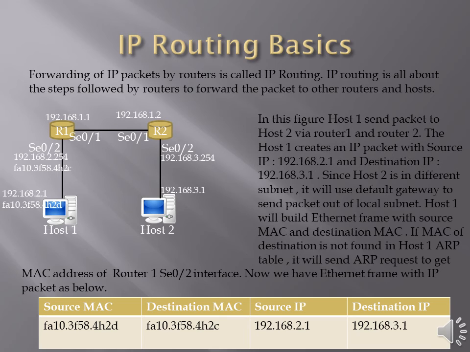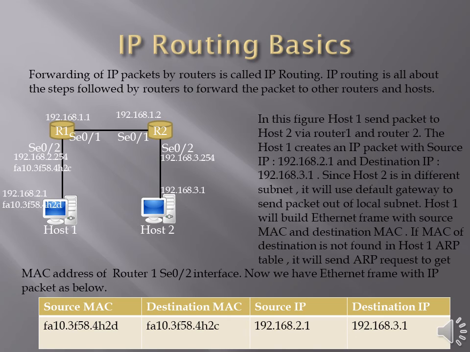Why? Because host 1 creates an IP packet with source IP 192.168.2.1 and destination IP 192.168.3.1. 3.1 is in a different network. Host 1 will build an Ethernet frame with source MAC and destination MAC. If the MAC of the destination is not found in host 1's ARP table, it will send an ARP request to get the MAC address of router 1 serial 0/2 interface.